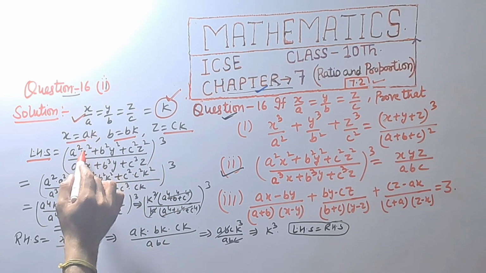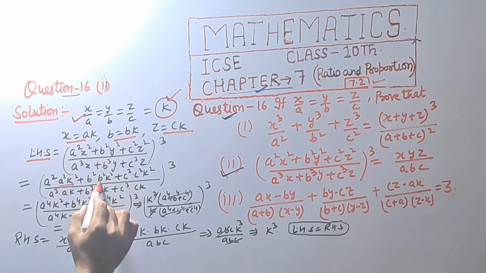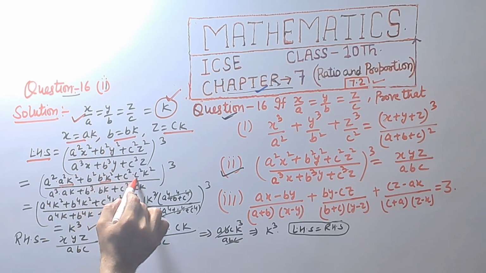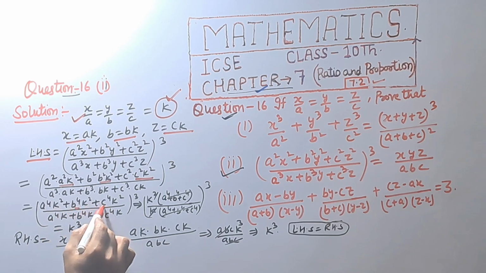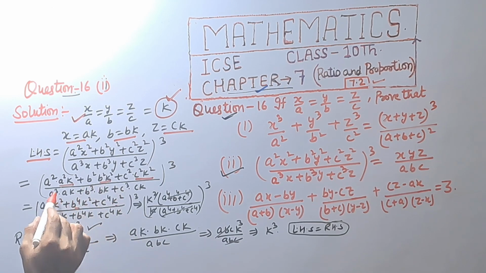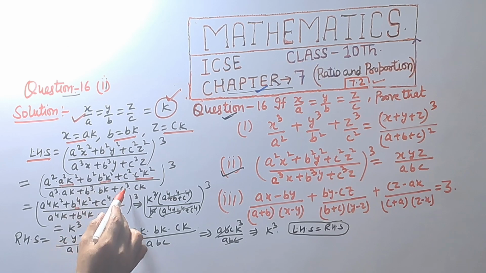x is ak, x square is a square k square, and y square is b square k square. z square is c square k square. We get a raised to power 4 k square, b raised to power 4 k square, c raised to power 4 k square. And in denominator, a cube into x is ak, that is a raised to power 4 k, b raised to power 4 k, and c raised to power 4 k.